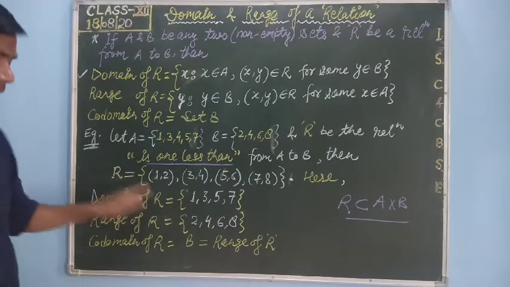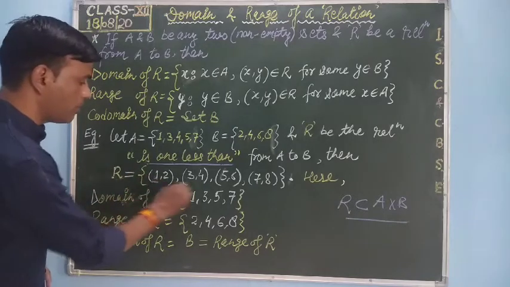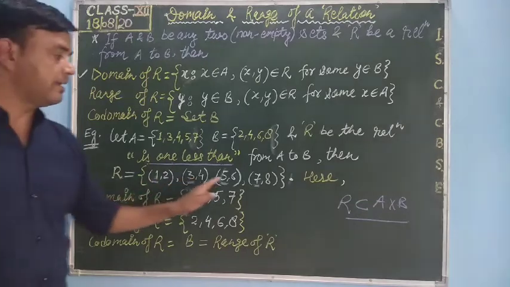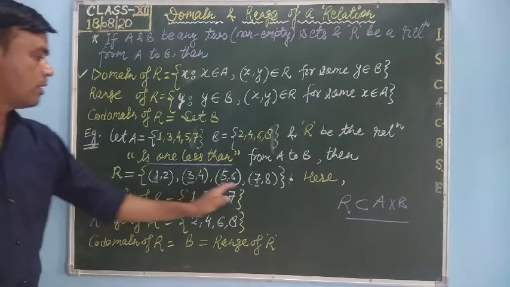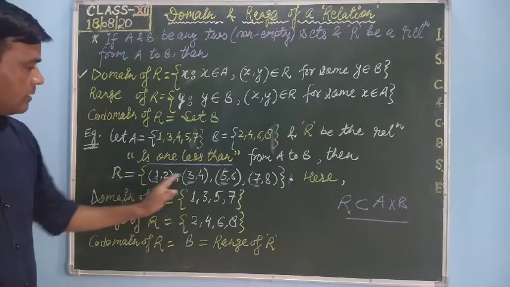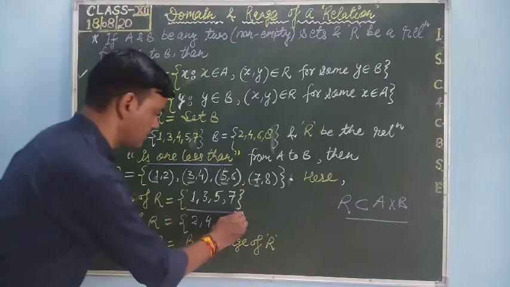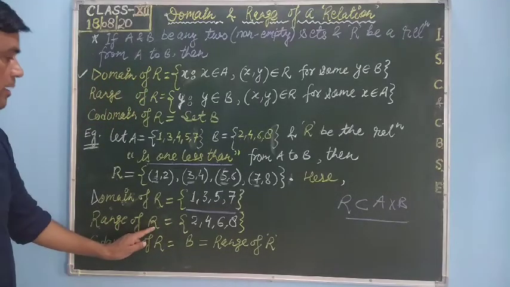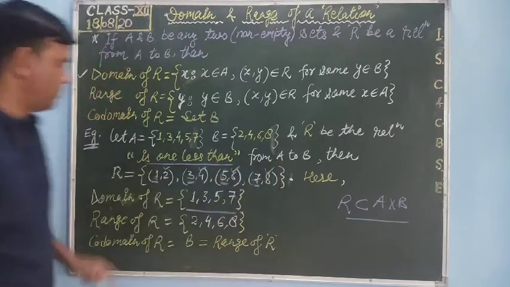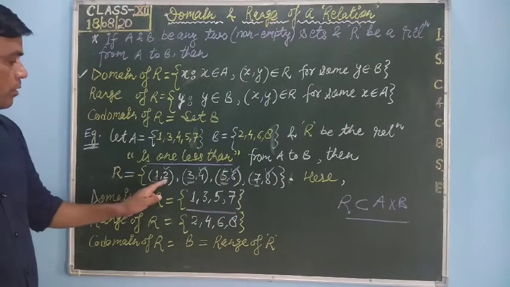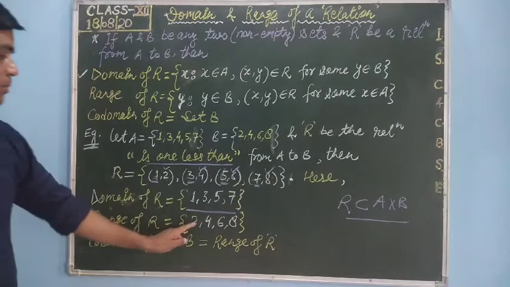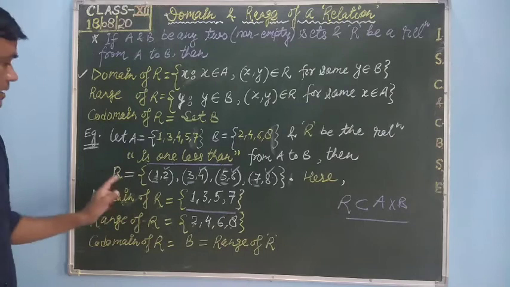The domain of this relation will be the set of all first components of all ordered pairs. See here, all first components are 1, 3, 5 and 7. The set of all these first components will be the domain of this relation. The domain of this relation will be {1, 3, 5, 7}. Now the range of this relation will be the set of all second components of ordered pairs belonging to R. So the elements which are second components are 2, 4, 6, 8. So the set {2, 4, 6, 8} will be the range of this relation R.